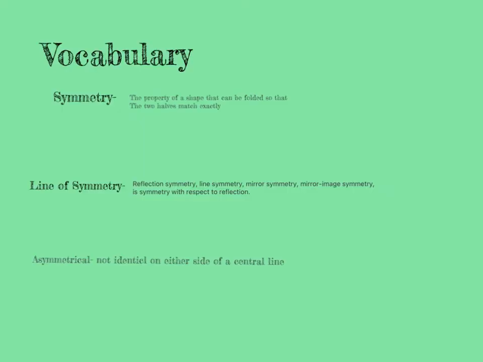Let's start off with some vocabulary. Our first word is symmetry, and that is the property of a shape that can be folded so that the two halves match exactly. Next, we have line of symmetry, which is reflection symmetry, line symmetry, mirror symmetry, or mirror image symmetry, which is also symmetry with respect to reflection. And finally, we have asymmetrical, which means not identical on either side of the central line.